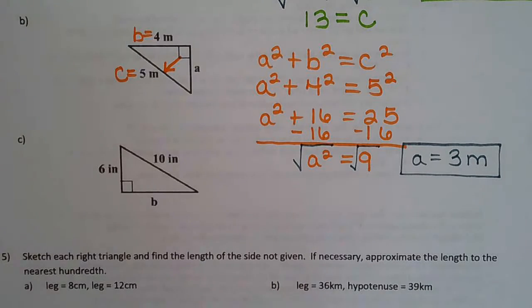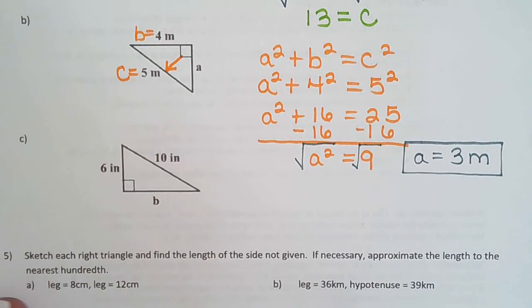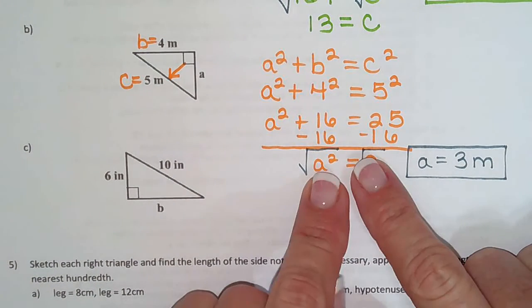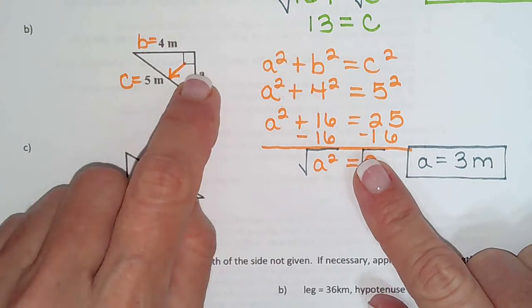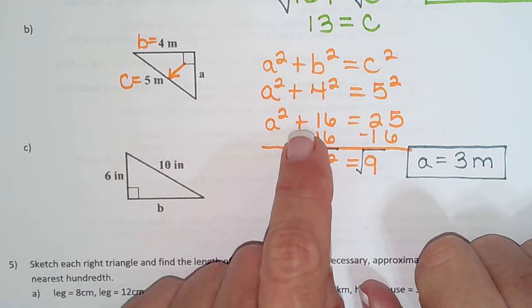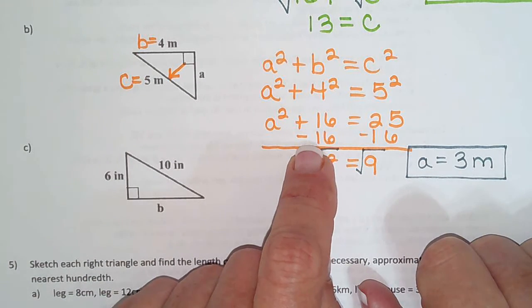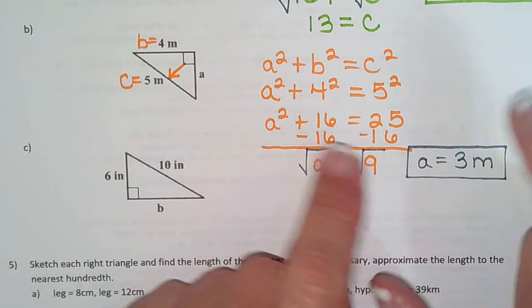All right, let's go ahead and finish up our last 4 problems. So just want to make sure everybody was good with this one. So a squared plus 4 squared equals 5 squared. We work those out. Whenever we're solving an equation, we do the opposite, just like when we do proportions and it's multiplication, we divide both sides.